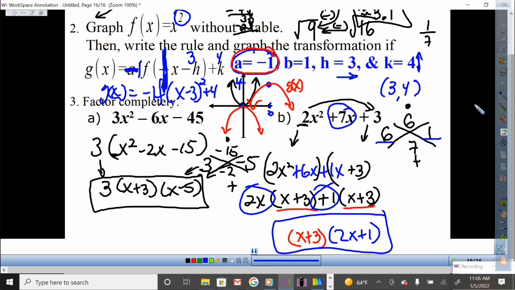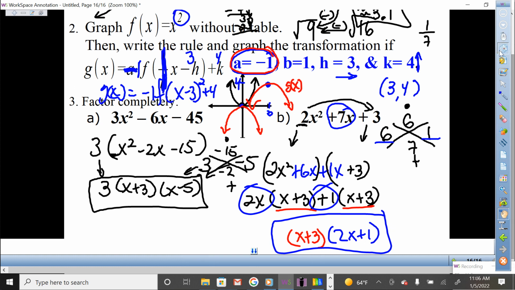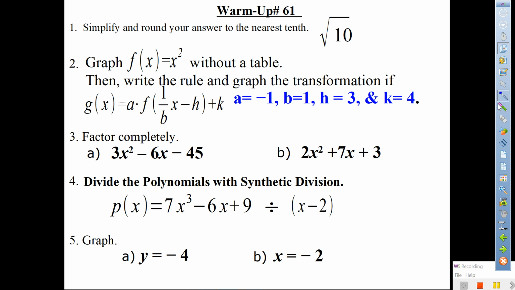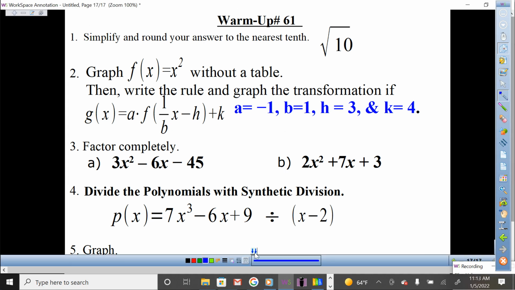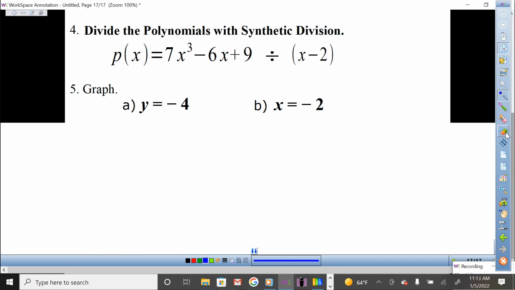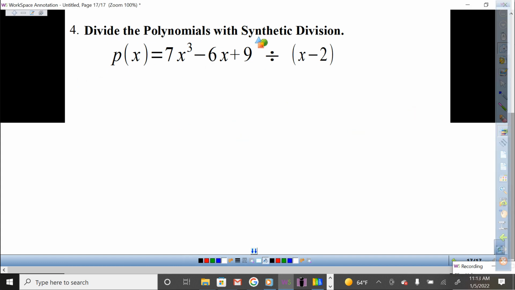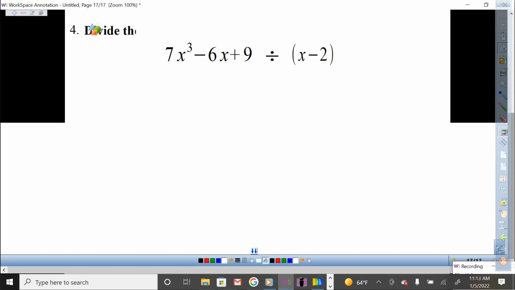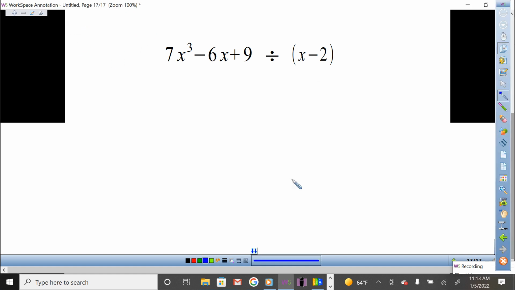All right, go to number 4. Synthetic division, let's go. Okay, let me make some space here. It says divide the polynomial with synthetic division. They give us an equation on this side, but they give us the polynomial, so I'm just going to use the polynomial here. Okay? So here goes the process for those of you that forgot, especially since this one was on the final.